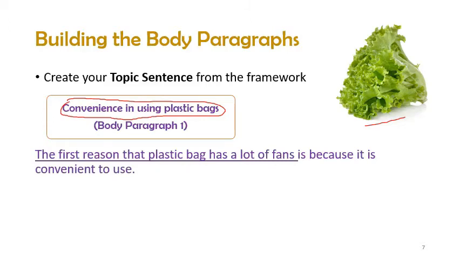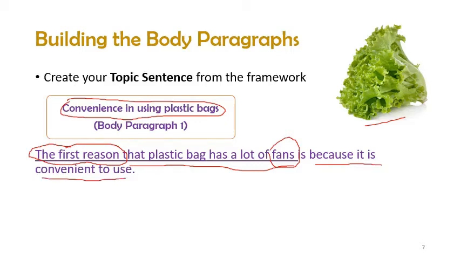Okay, so first, I'm going to make a transition signal, like I'm saying the first reason, okay? And then the one that I underline here is the topic of my essay, which is the consumption of plastic bags. And here I use the words fans of plastic bags. Remember, when you paraphrase, you use synonyms. And then after that, I give the explanation of the topic, which is the convenience of the plastic bag. Now there you go, you have a complete topic sentence. I think this is pretty easy.